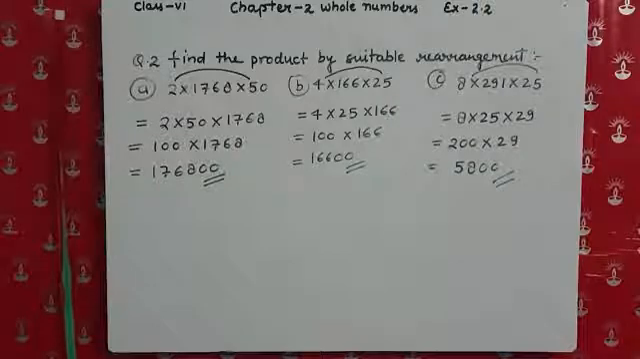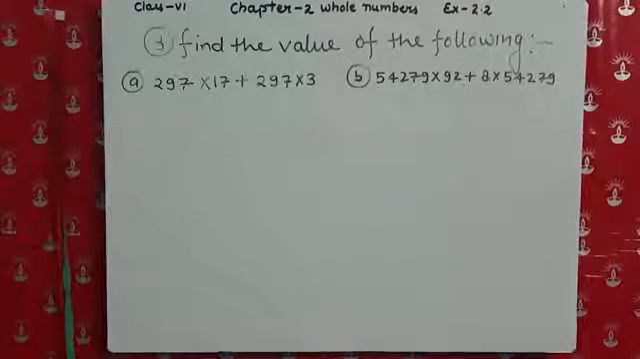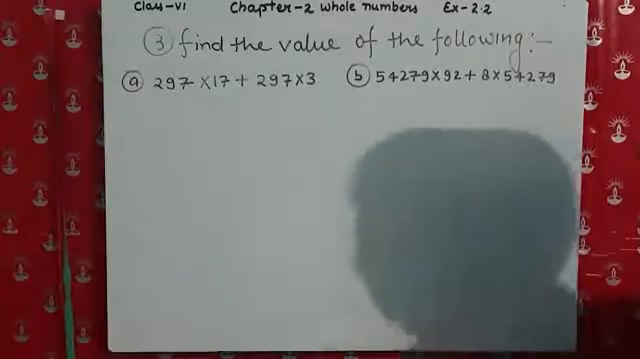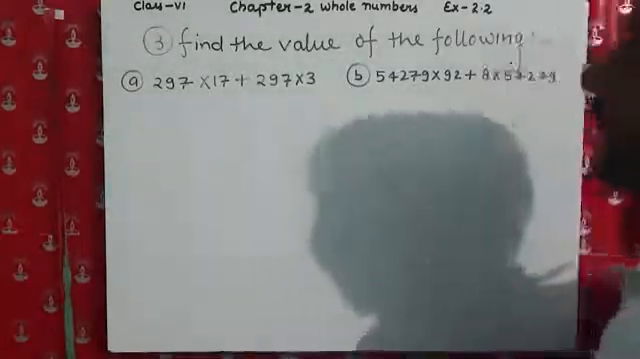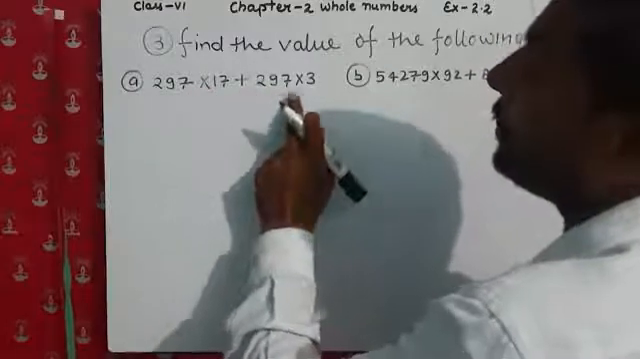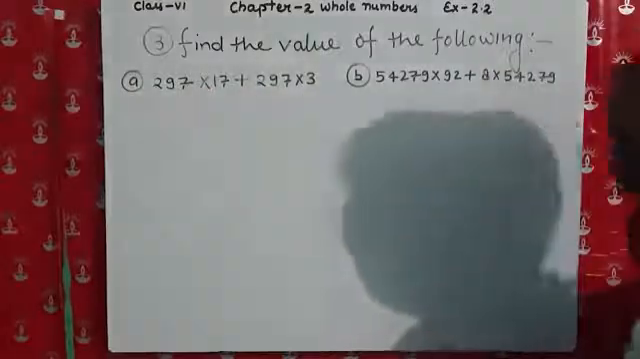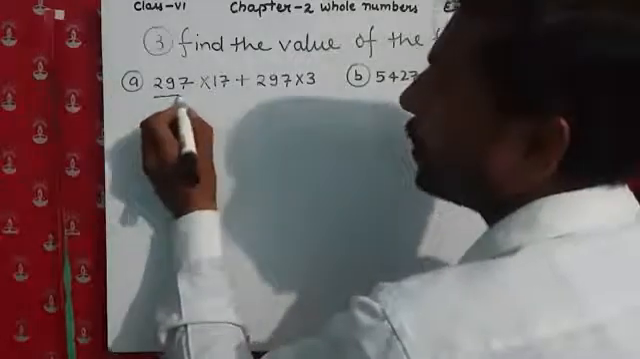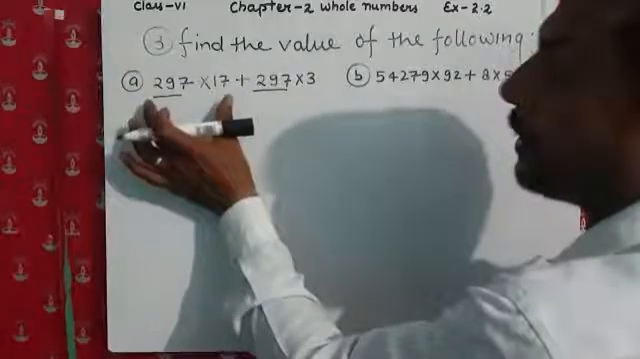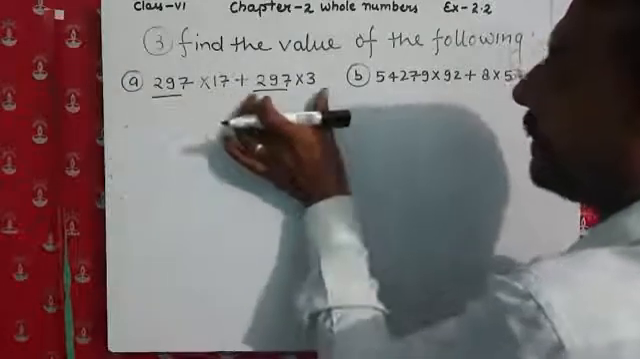Now I am going to question number 3. Question number 3 is written on the board: find the value of the following. Here the first part is given. A part: 297 multiplied with 17 plus 297 multiplied with 3. Quite a simple method. What we are going to do is take these two numbers common, because here two terms are written, one term plus the next term.